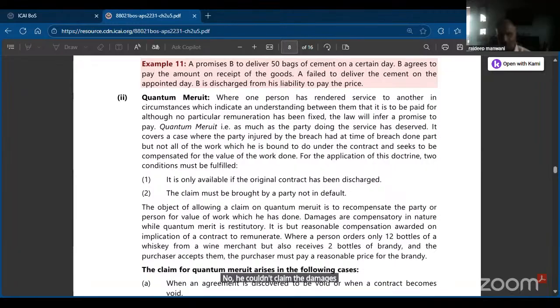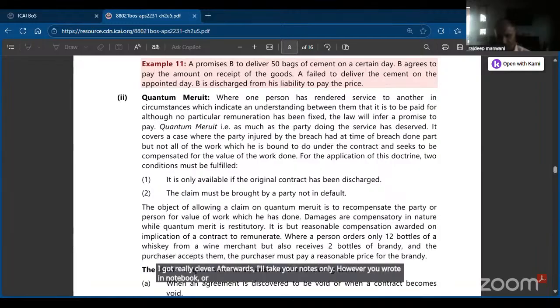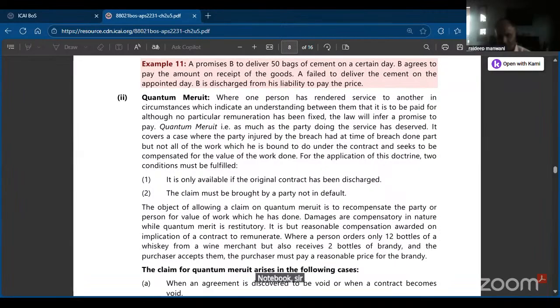You're so clever. Who is this Tanushri? Yes, sir. You had told this in the previous batch, so I added. Very good. How do you remember everything, Tanushri? Sir, I had written that. You're very clever. Afterwards, I'll take your notes only. Where did you write, in notebook or in textbook? Notebook, sir. You write down everything. Yes, sir. Okay, very good.